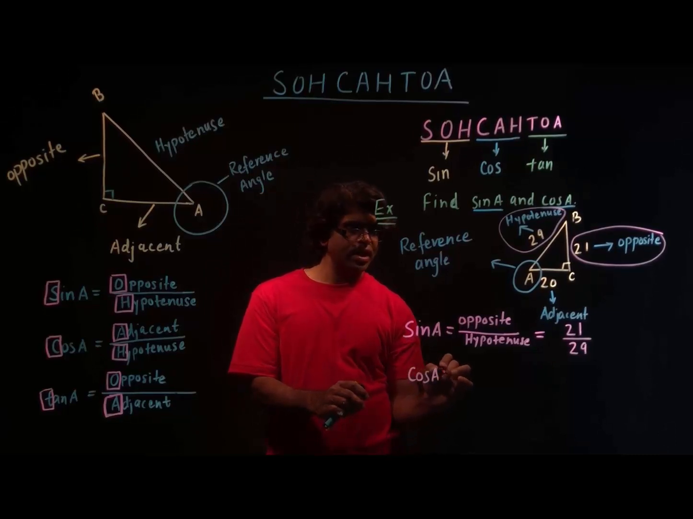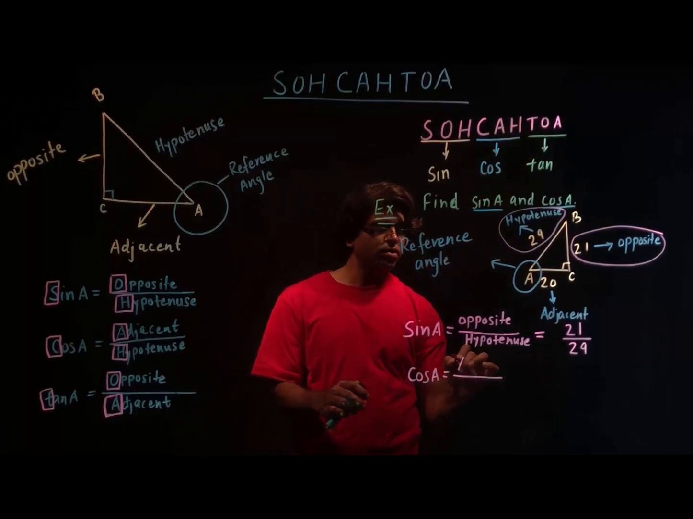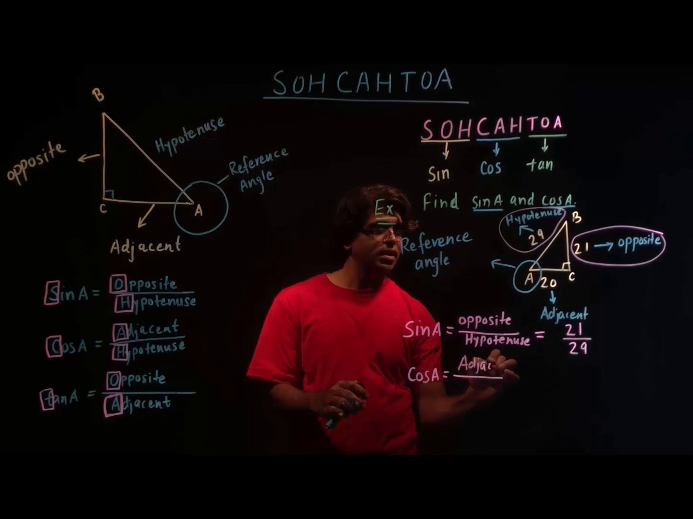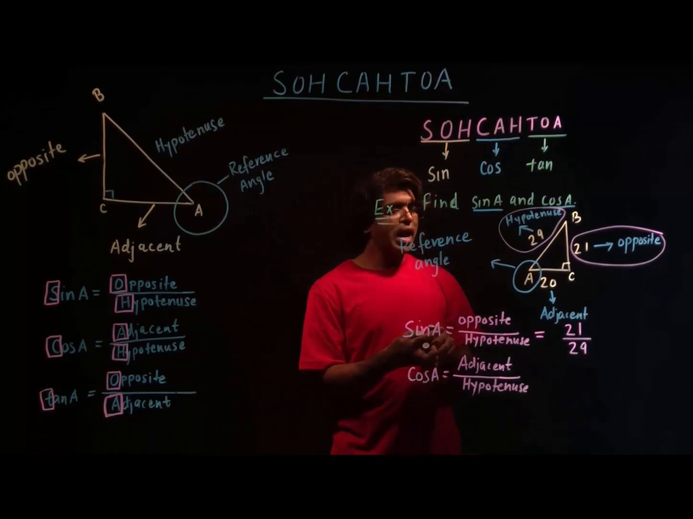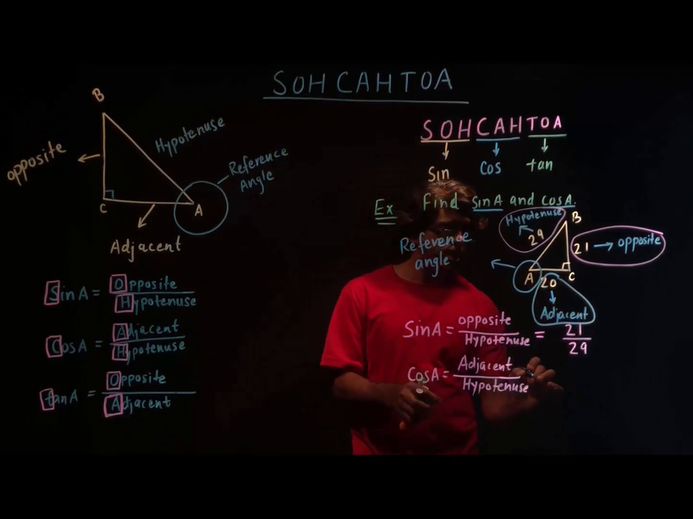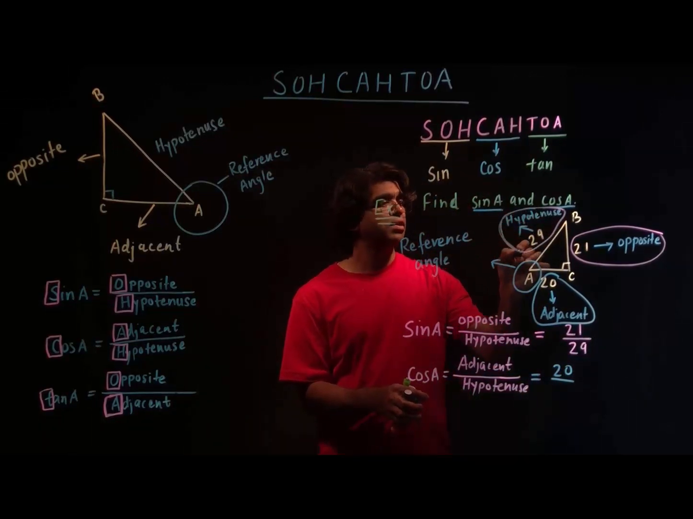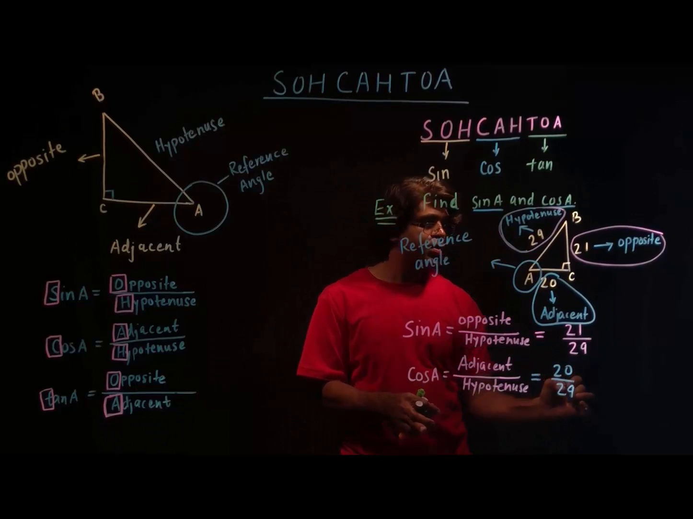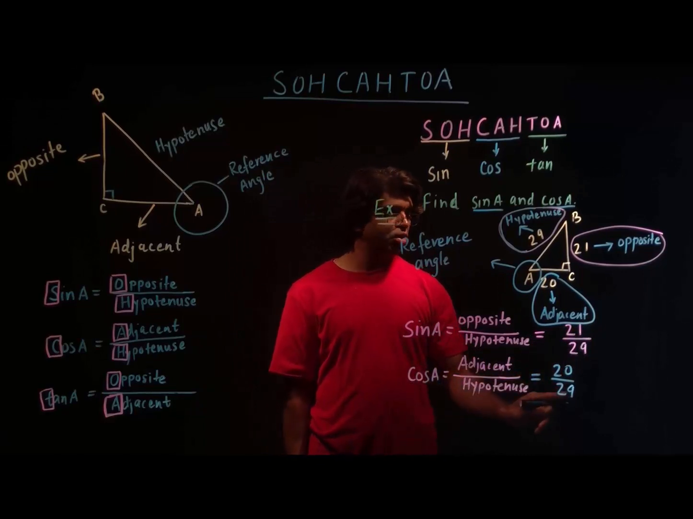Cosine is adjacent over hypotenuse. So we'll write cosine as adjacent over hypotenuse, and my adjacent is 20. So I will write 20 over my hypotenuse, which is 29. So my sine is 21 over 29, and my cosine is 20 over 29.